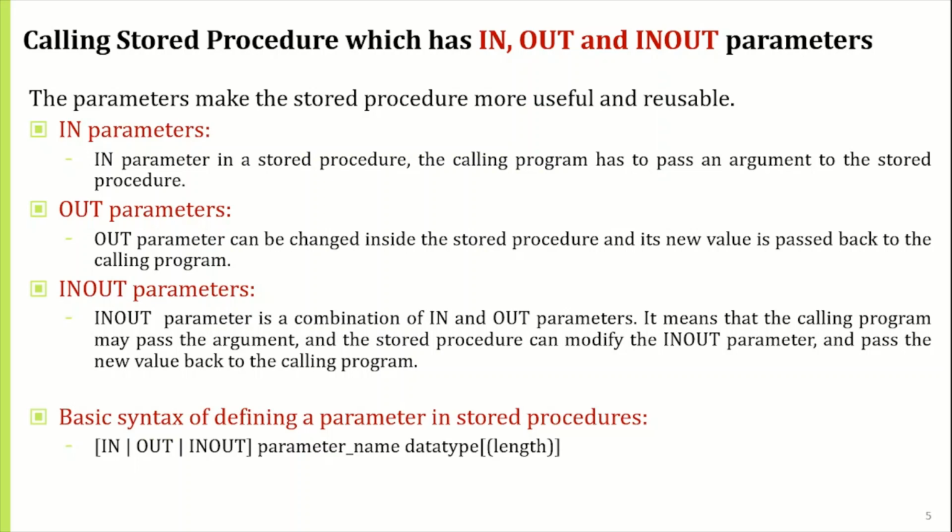First, IN parameters are used to pass arguments to the stored procedure. The OUT parameters are used to return a value from the stored procedure. And the third category, INOUT, is the combination of IN and OUT parameters, so that we can use this type of parameter to pass a value and also return a value from the stored procedure. The basic syntax of defining a parameter in a stored procedure is given here. We must use the keyword IN, OUT or INOUT based on the parameter type we are going to define, followed by a parameter name and data type with length.